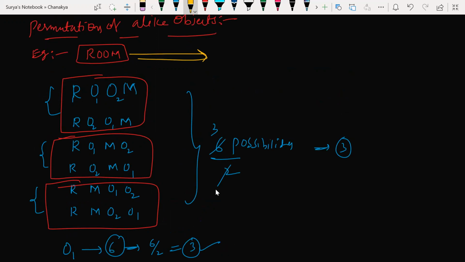Room is given. Room, how many letters does it have? It has four letters. Divided by what do I have to do? I simply divide with two factorial. Get my point? I simply divide with what? Two factorial. Hope it is clear. Any doubts?